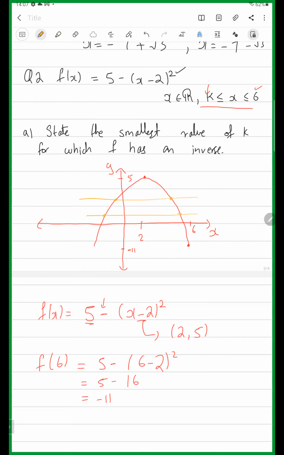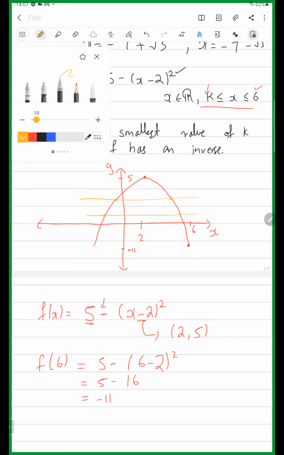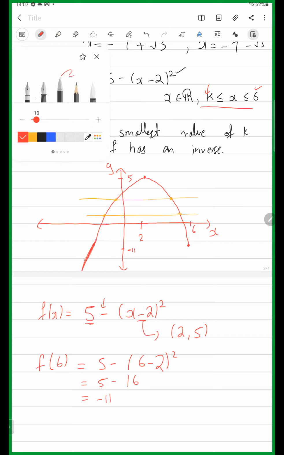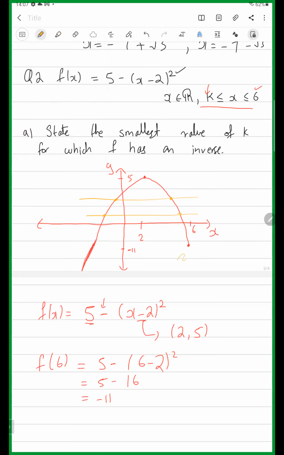Obviously, if let's say this was something of this type, for example, now you can't say that when we make the horizontal line here, it would not be cutting the graph at 2 points. No, the idea is that you can make multiple horizontal lines, and if any horizontal line is cutting the graph at 2 points, it would mean that your function is not one to one, it is many to one.